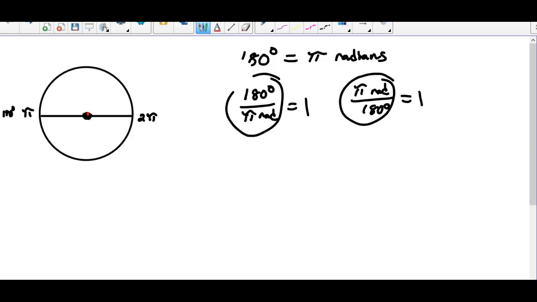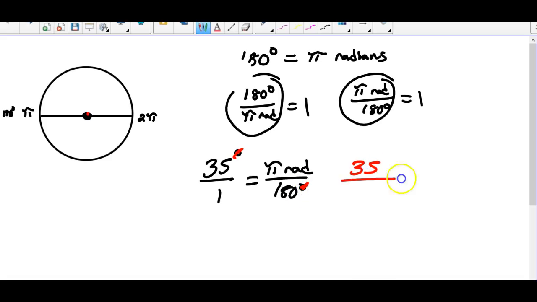Or if you've got just some weird angles that are not common ones, you can use it for that. So let's suppose we had, I don't know, 35 degrees. Once again, put it over 1. I want the one that cancels out degrees. So I'm looking for one with degree in the denominator. That's the one on the right here. So we multiply it by pi radians over 180 degrees. And then the degrees will cancel, and I'm left with 35 over 180 times pi radians.